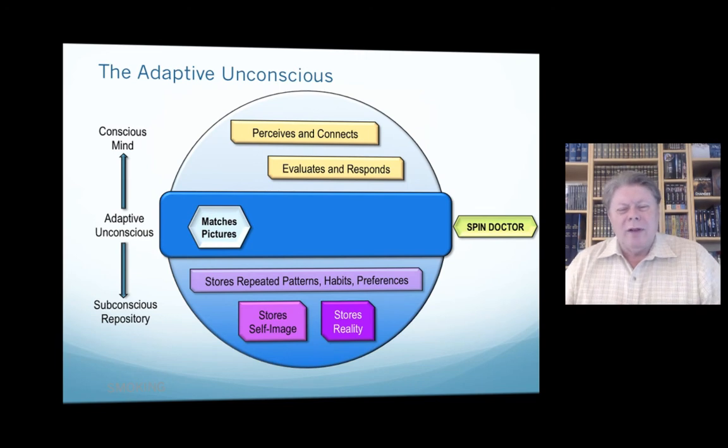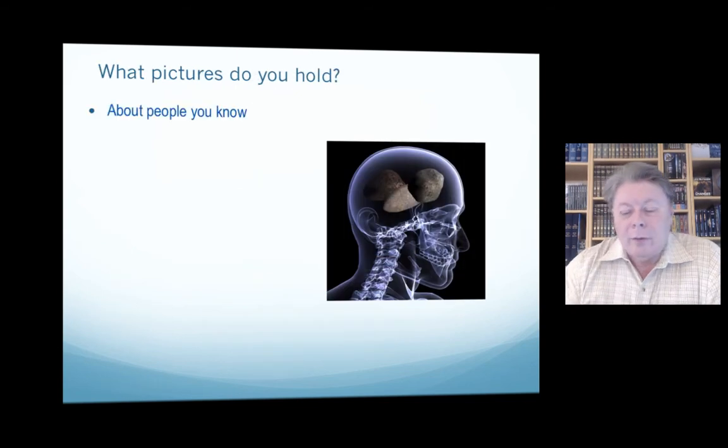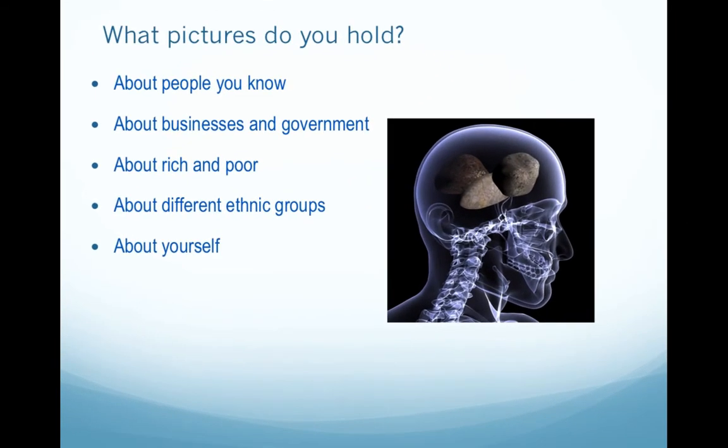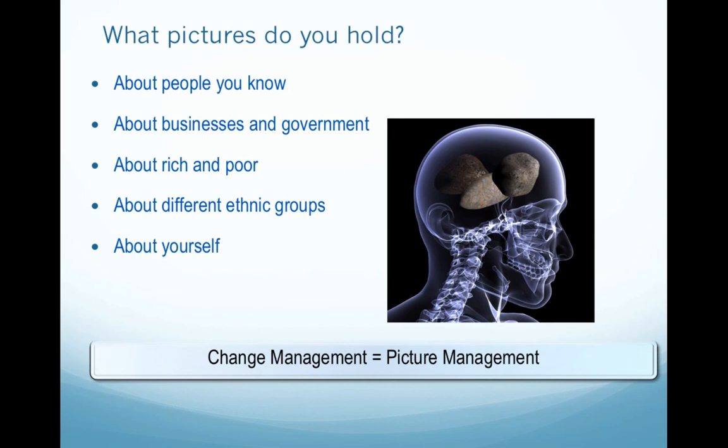So the adaptive unconscious works like a spin doctor initially. Its job is to spin reality to fit you and keep you in a box, keep you in these strong images you have. But there is also a way, and we'll talk about this next time, where it can spin the other way as well if you give it a chance. So the question is, what pictures do you hold about people you know, about business and government, about rich and poor, about different ethnic groups, and about yourself? What is holding you back? What are the things that you've stored that your adaptive unconscious is holding you to, spinning reality to keep you fixed there?